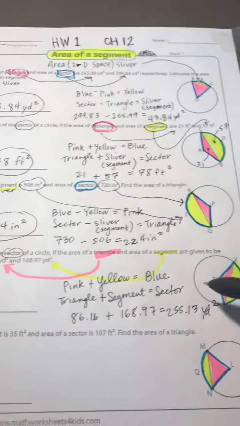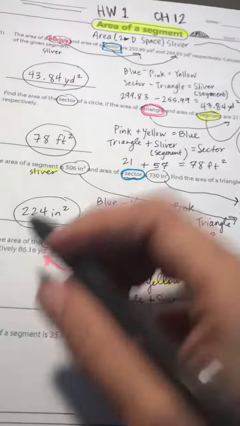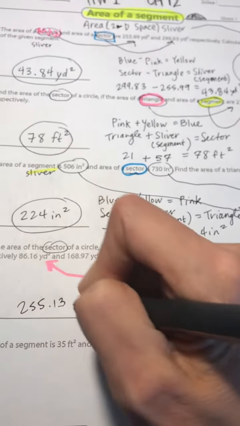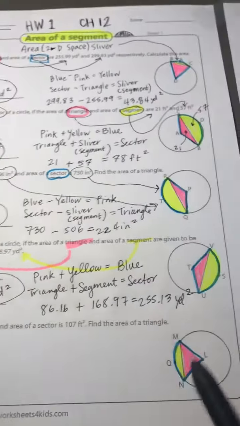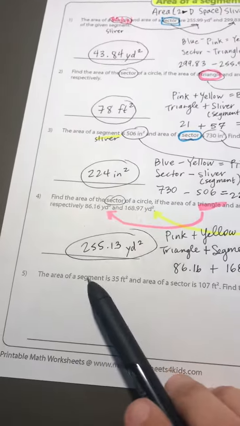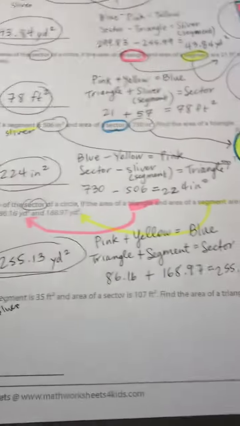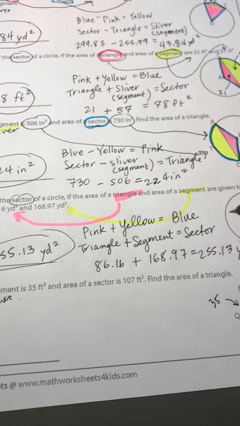Right, welcome back. We were just finishing it here. We added up the two, and we're just going to transfer our answer over here. Okay, sweet. Last one on this side, it says the area of the segment. So that's our sliver, right? So the area of this yellow part is 35.